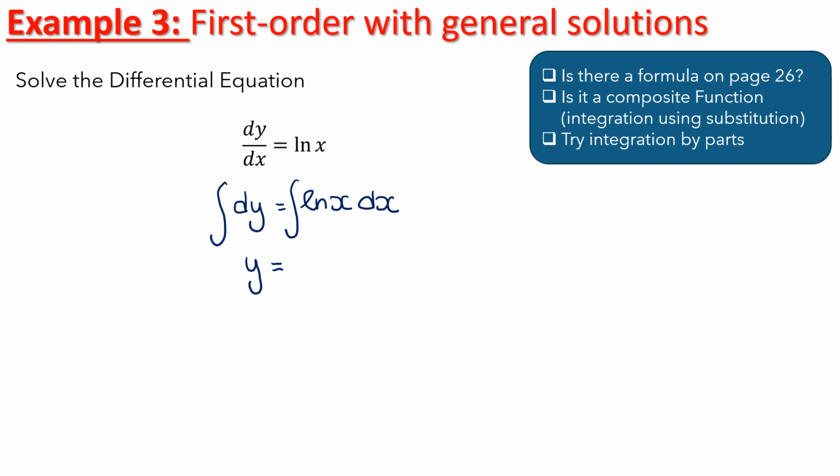Is there a formula on page 26? No. We have 1 over x integrates to ln x, but we don't have a way to integrate ln x. So then, is there a composite function? Well, no, ln x is completely basic. There is an x within a natural log, and that is just a normal function. There is no composite. If it was like a 3x or a 5x, yes. But at this point, no.